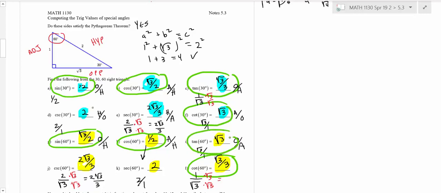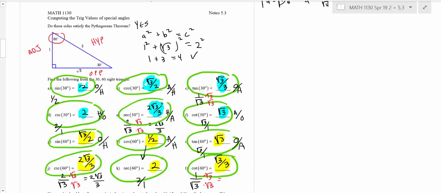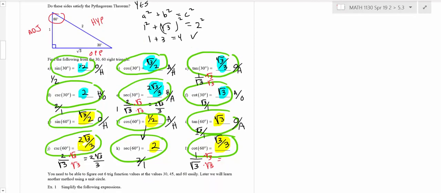Also notice that the cosecant of 30 turned out to be the same thing as the secant of 60. So you have those cofunction relationships here, and notice that the cosecant of 60 and the secant of 30 were the same. All right, that's kind of cool. That's what we expected to happen from your cofunctions. So that wraps us up on the first part of this.